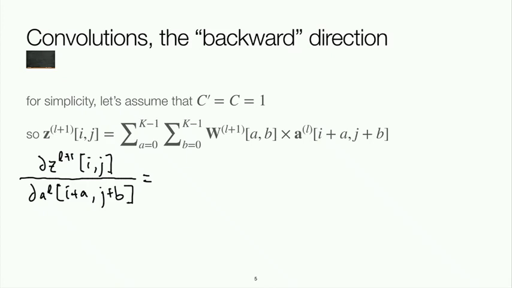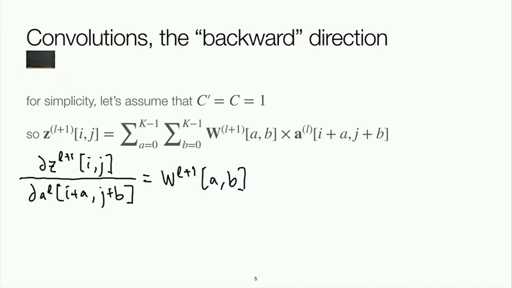Yes. Yeah, it's right here on the page. It's just W^{L+1}_{ab}. So the partial derivative with respect to this particular piece of my output, with respect to this particular piece of my input, is just the corresponding ab entry in my filter. Remember, here we're leaving out all the C's, because we're assuming that we only have one input and one output channel. There's an analogous story that you can tell there. It just looks a little less pretty.